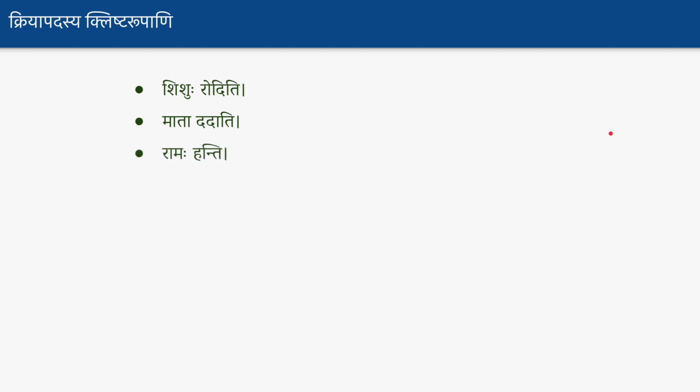So Ramaha Hanti, Saha Chinati, and Bhaktaha Vandate, and these are the forms. Like for example, Roditi to cry, Dadati to give, Hanti to kill, Chinati to cut, and Vandate to bow or to give greeting. So these few verbs I have taken really have difficult forms. Let's read those forms as well.